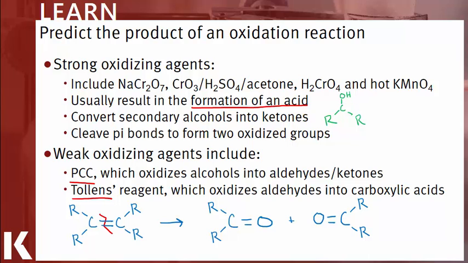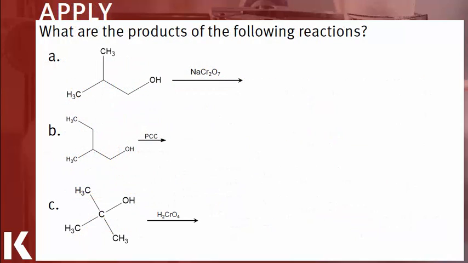Let's take a look at a question that will require you to apply this information in order to predict the product of an oxidation reaction. This question gives three reactants that react with oxidizing agents, and you're told to predict the product. The first step will be determining if the reagent is a strong or weak reagent before you can determine the product. Beginning with A, the reagent given is sodium dichromate. Now, is this a strong or weak oxidizing agent? Sodium dichromate is strong, meaning that it has the ability to convert many reactants into an acid.